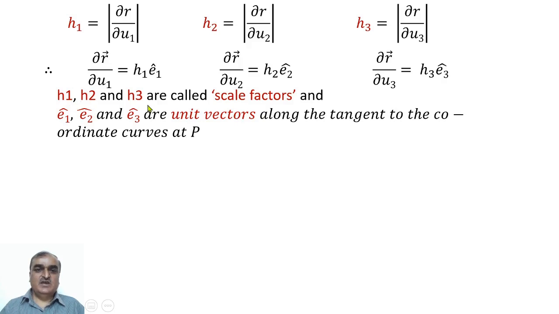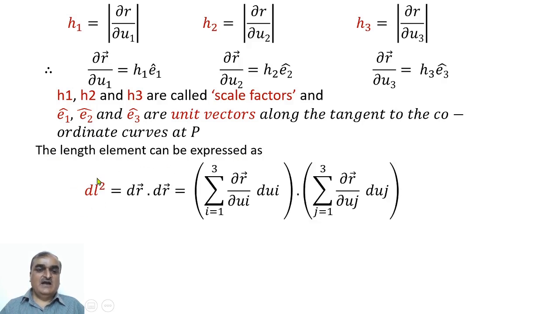This h1, h2, h3 are called scale factors, and this e1 cap, e2 cap, e3 cap are the unit vectors along the tangents to the coordinate curves. E1 cap is tangent to the u1 curve, E2 cap is tangent to the u2 curve, and E3 cap is tangent to the u3 curve. The length element, that is the arc length, can be expressed by this equation: dl square is equal to dr bar dot dr bar.